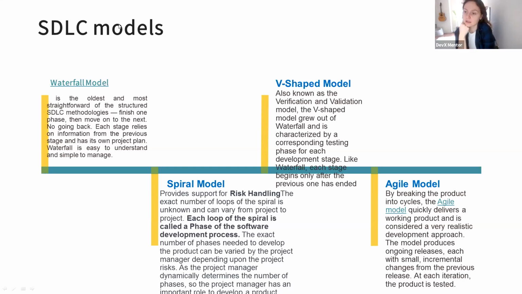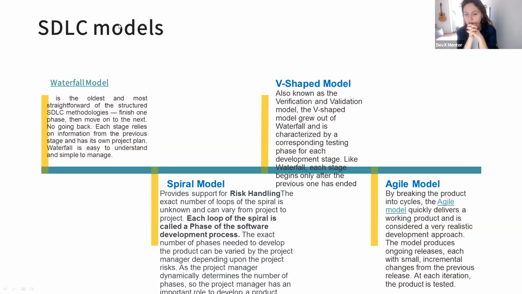The next one is the V-shaped model, also known as the verification and validation model. The V-shaped model grew out of waterfall and is characterized by a corresponding testing phase for each development stage. Like waterfall, each stage begins only when the previous one has ended. So basically, you cannot begin testing until development is completely done, like the product is done.